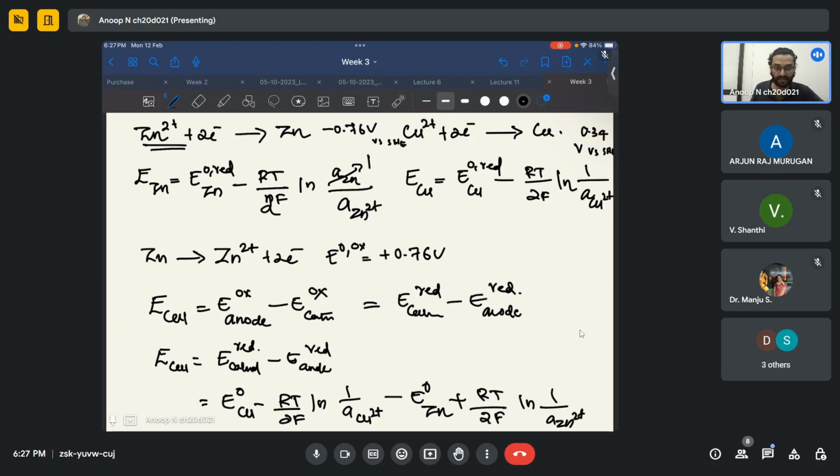Because sometimes in the classes also I have seen oxidation potential being taken. In that case, if you Google it, you can clearly see that the reaction will be given in the electrochemical series. It will be like Cu giving Cu2+ plus 2 electrons. In that case, E0 is equal to minus 0.34. If it is written Cu2+ plus 2 electrons giving Cu, the E0 value will be 0.34 volt versus standard hydrogen electrode.